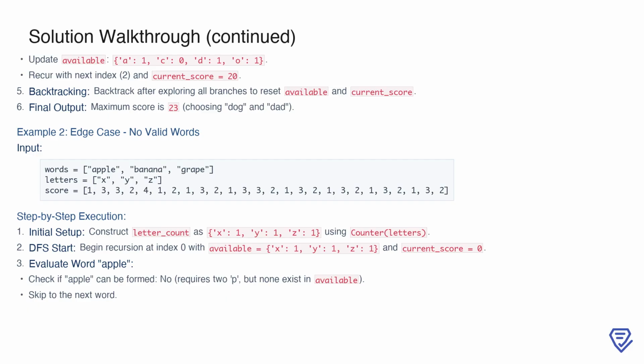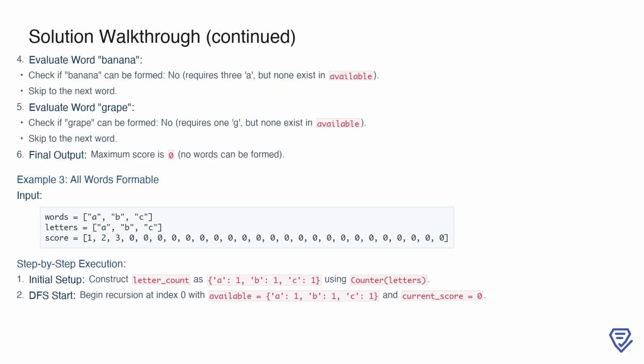At this point, the DFS process explores all possible combinations of forming and skipping words, including dad and good. Once all branches are explored, the algorithm backtracks to reset the available letters and the current score to their previous states, enabling it to evaluate other combinations. After checking all possible paths, the algorithm determines that the maximum score achievable is 23, which can be obtained by choosing the words dog and dad. This demonstrates how the DFS approach efficiently evaluates all potential solutions to find the optimal one.